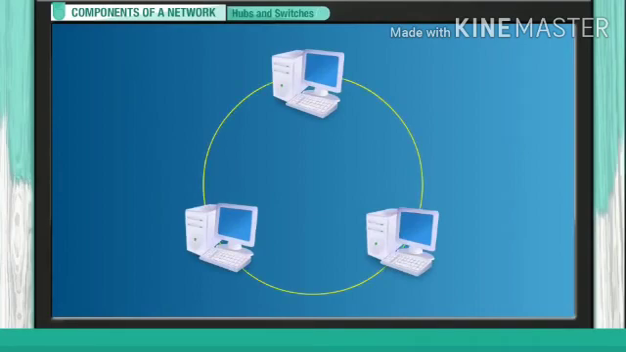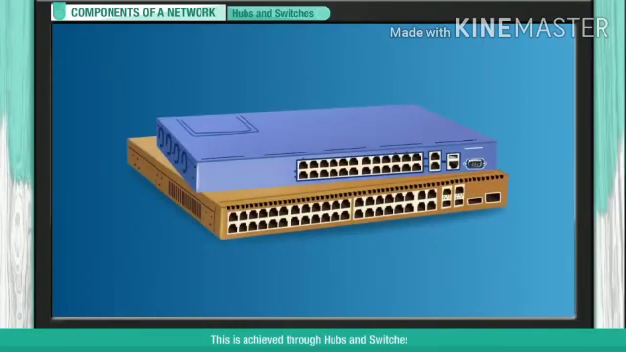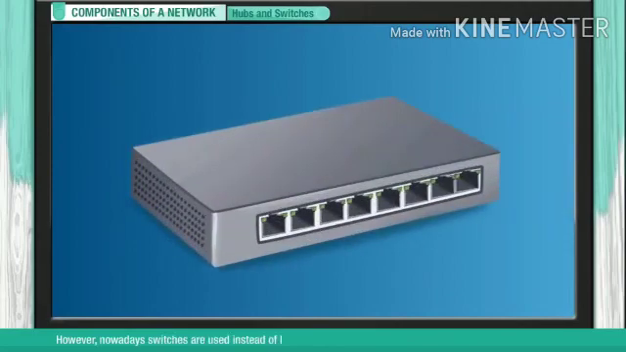Hubs and switches. When a network has more than two computers, we require an interface for connecting and transmitting the data among them. This is achieved through hubs and switches. Each computer on a network is connected to hub or switch through Ethernet cable. Switches and hubs are box-like structures with multiple ports to which computers, printers, and other networking devices are connected. However, nowadays switches are used instead of hubs as they are more effective and provide better performance.